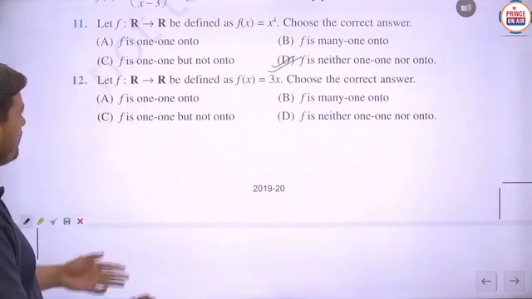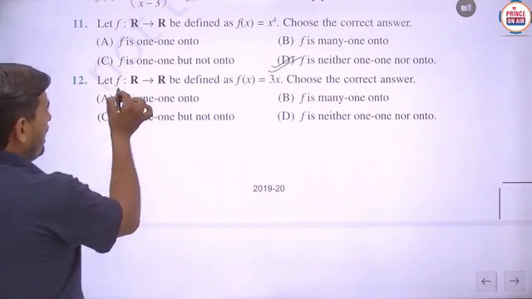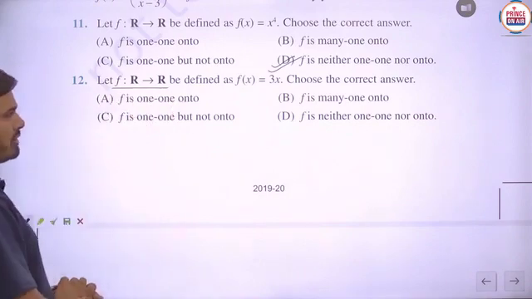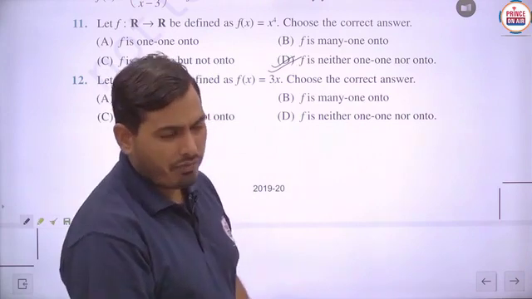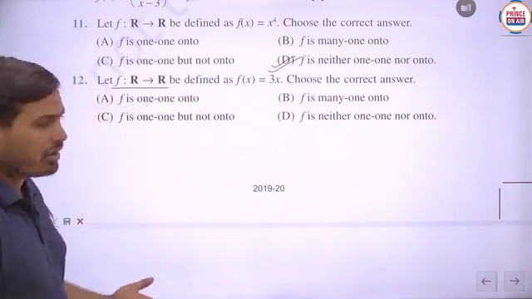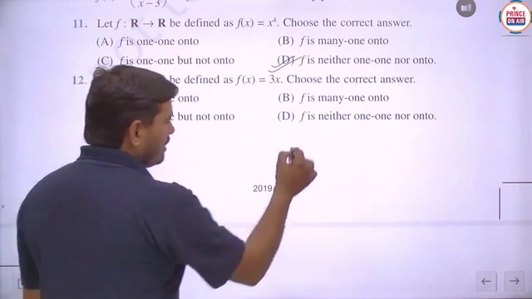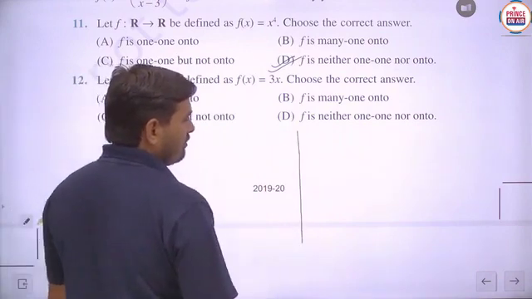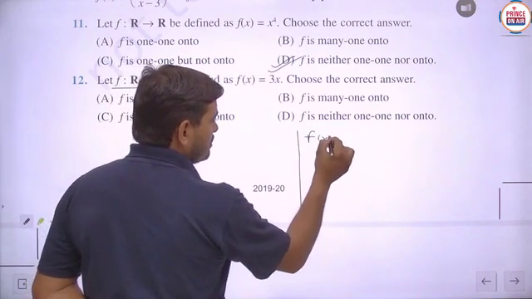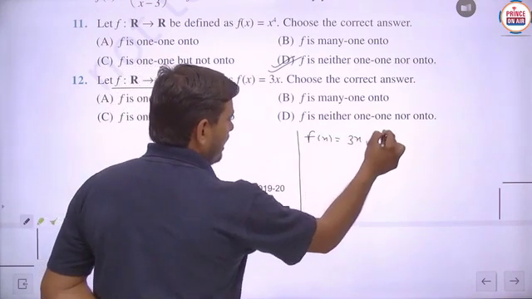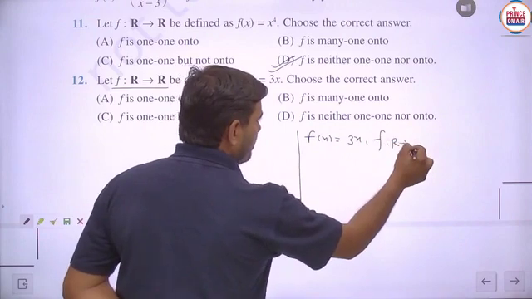The next question we have to see is question number 12. f is a function from R to R, f(x) equals 3x. Then we again have to check whether the function is one-one or not, many-one or not. Each and every part we have to check. So you can see the answer of this question number 12 here. Basically f(x) is given as 3x and f is defined from real numbers to real numbers.